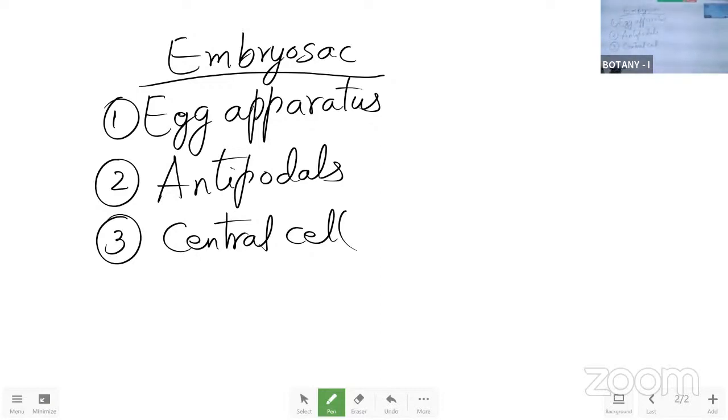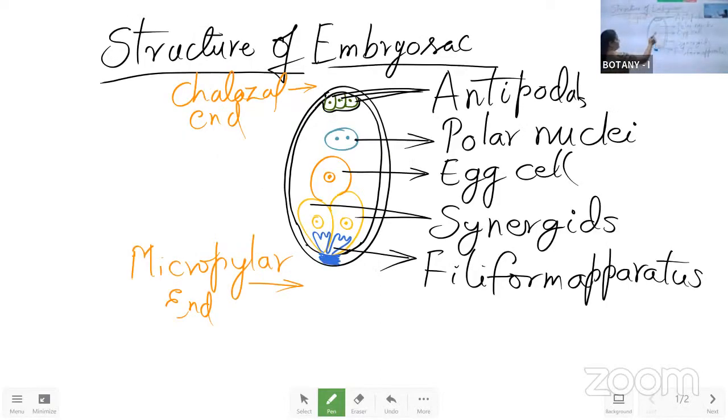Egg apparatus is the one what we have seen. Egg apparatus means egg cell and synergids together is considered as the egg apparatus. So that is present at the micropylar end. So remember, the micropylar end is having the 3 cells in them. That is the 3 nuclei. Okay, that is the one egg cell and the 2 synergids.